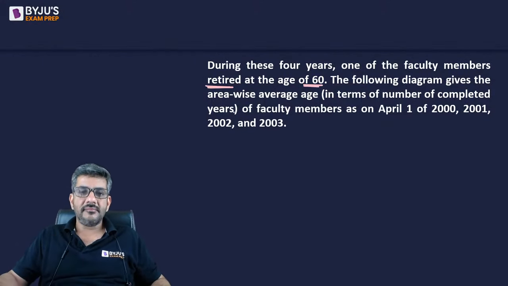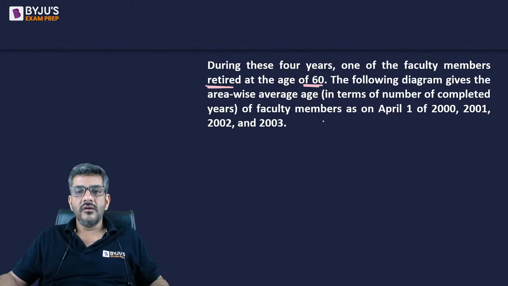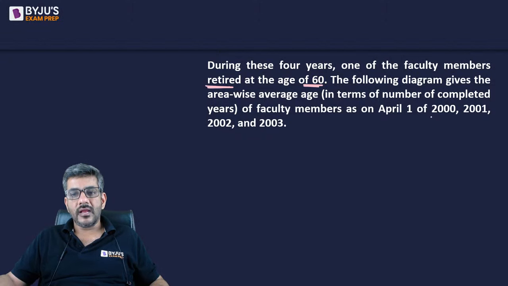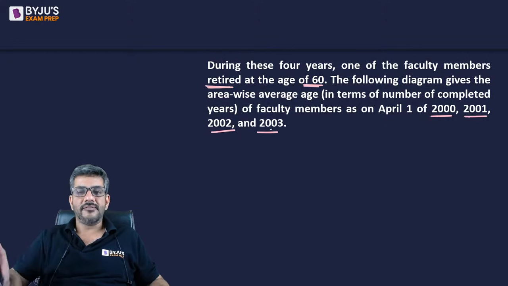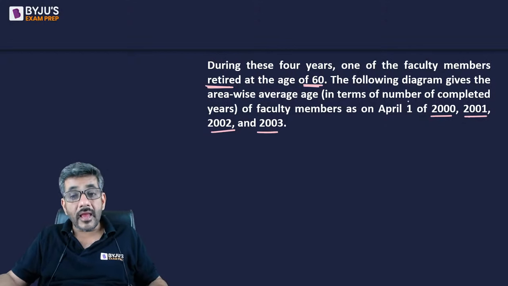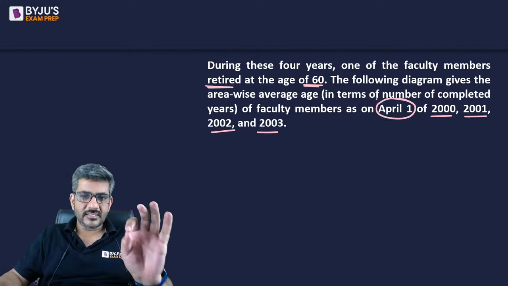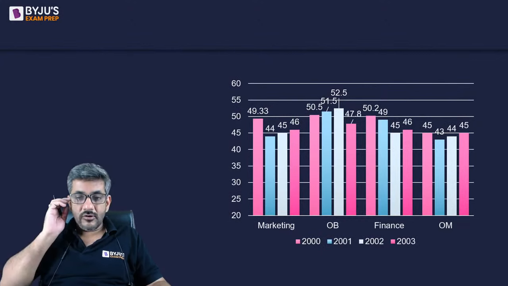The following diagram gives the area-wise average age, in terms of completed years, of faculty members as on April 1 of 2000, 2001, 2002, and 2003. This is all given to us. It gives the area-wise average age on April 1. So let's have a look at this graph now.